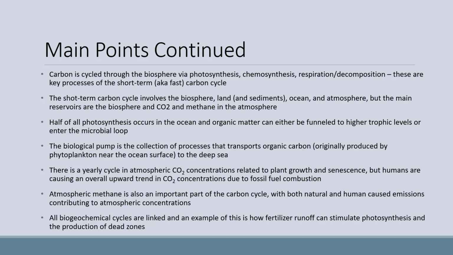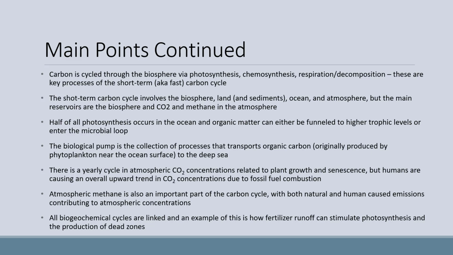Half of all photosynthesis occurs in the ocean, and organic matter can either be funneled to higher trophic levels or enter the microbial loop. The biological pump is the collection of processes that transports organic carbon, originally produced by phytoplankton near the ocean surface, to the deep ocean. There is a yearly cycle in atmospheric carbon dioxide concentrations related to plant growth and senescence, but humans are causing an overall upward trend in carbon dioxide concentrations due to fossil fuel combustion.